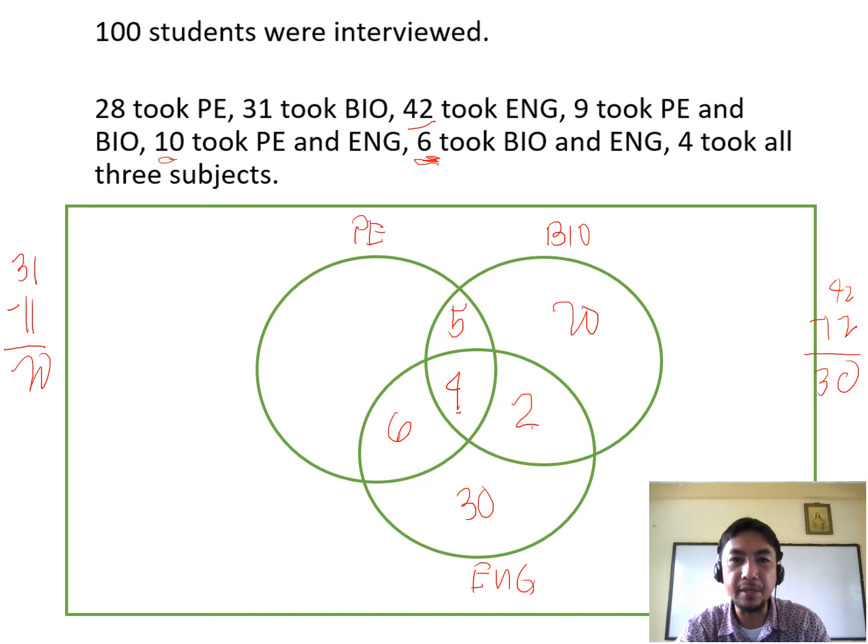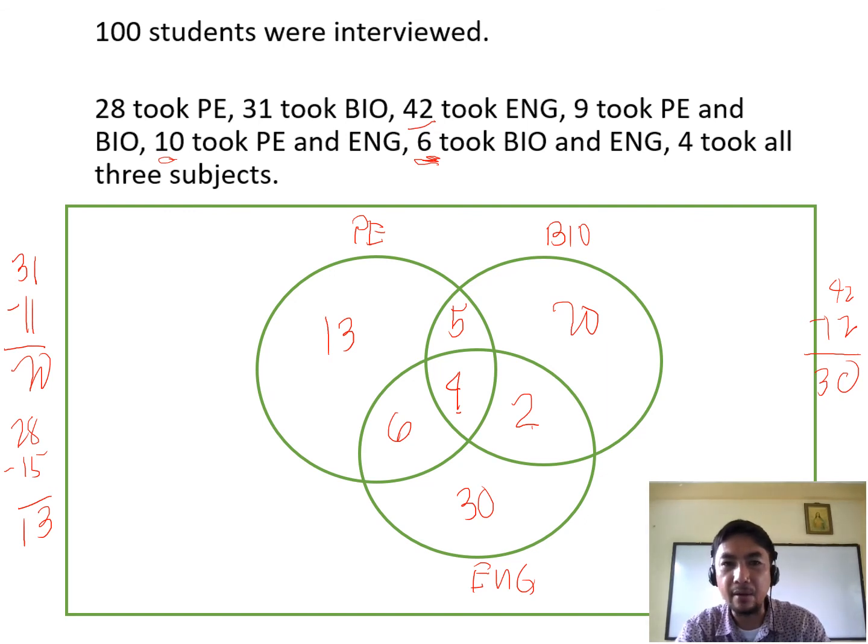Then, after that, we proceed now to the PE. So, 28 took PE. So, ilan ang ilalagay natin dito given that meron nang nag-take ng PE na ilang students? 6 plus 4 plus 5, that would be 15. So, that means, you subtract 28 by 15. So, you are given 13. So, that means, it will be 13. Okay? So, therefore, ito na po yung information natin.